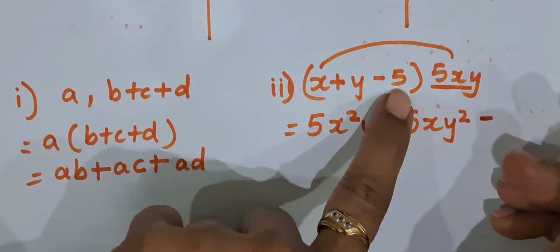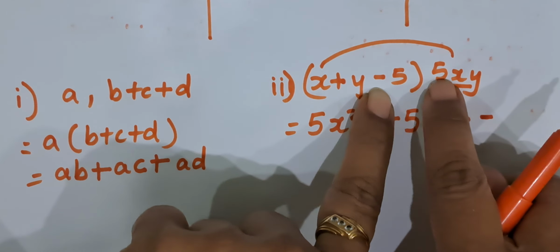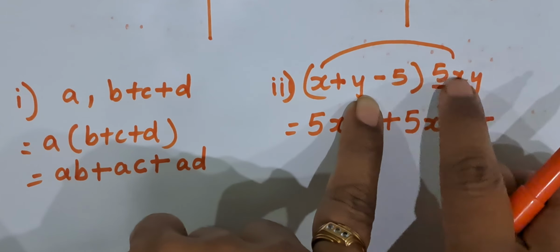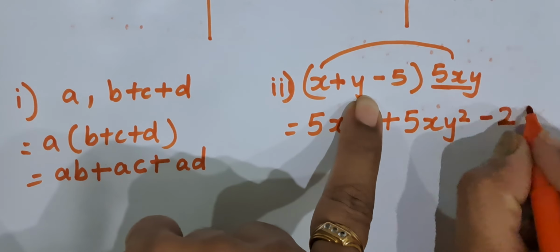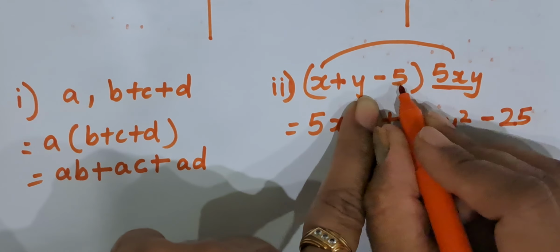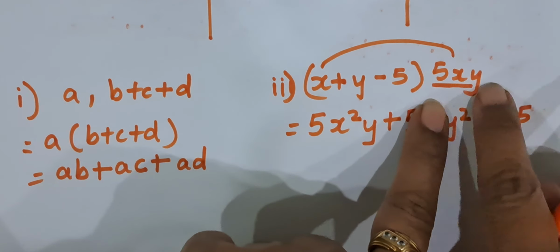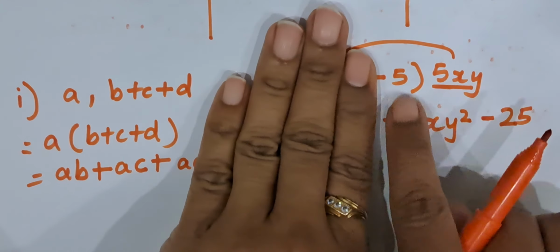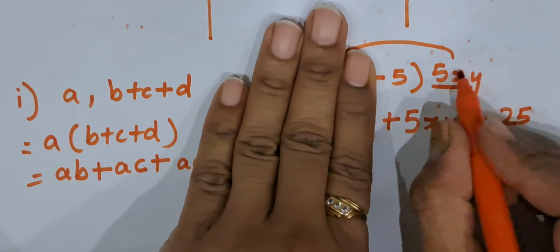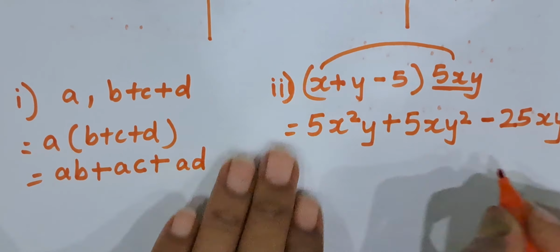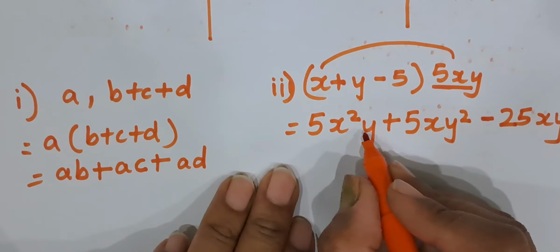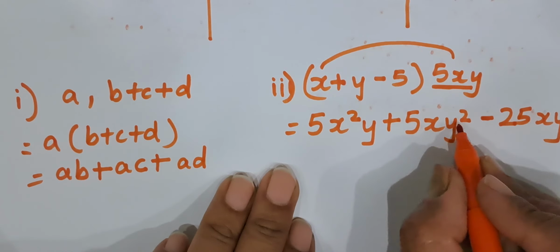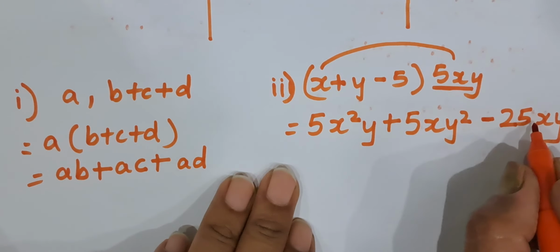Now the last term. Minus 5 is getting multiplied with 5xy. So minus 5 into 5, minus 25. Minus into plus is minus. Minus 25. There is xy here and there is no xy in this term here, 5. So only one xy. We will write that as it is. So the answer is 5x square y plus 5xy square minus 25xy.